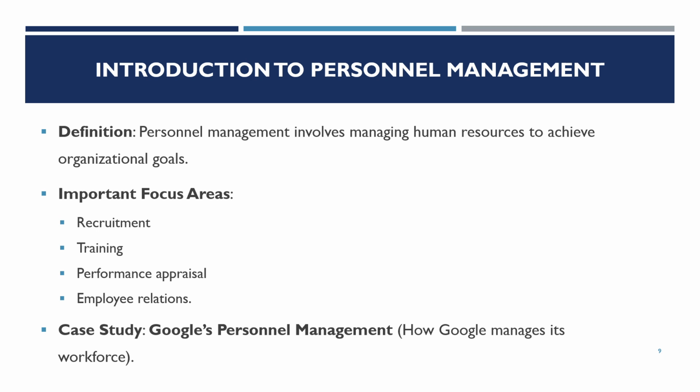Now here you can take the example or case study of personal management at Google. Google is known for its effective personal management practices. The company focuses on hiring top talent, providing extensive training to the employees, and fostering a positive work environment to ensure employee satisfaction and productivity. So mainly personal management involves HR, human resources, who have to manage the recruitment, training, performance appraisal, and employee relations.